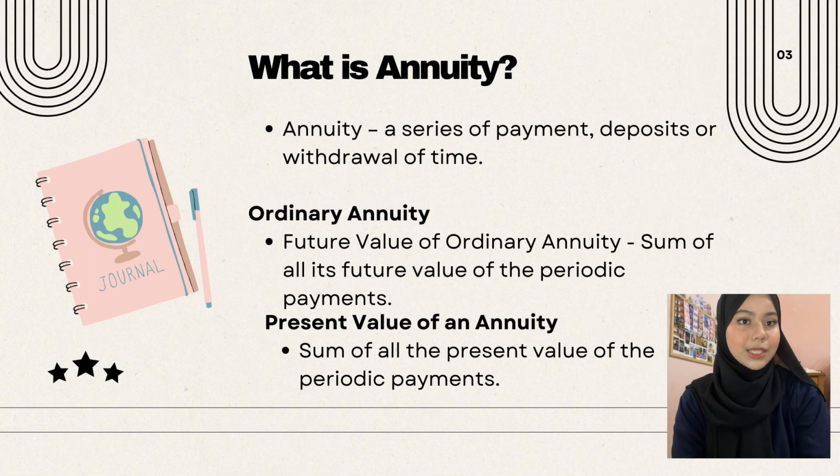What is an annuity? An annuity is a series of payments, deposits or withdrawals over time. There are two types of annuity. The future value of an ordinary annuity is the sum of all the future values of the periodic payments. Next, the present value of an annuity is the sum of all the present values of the periodic payments.